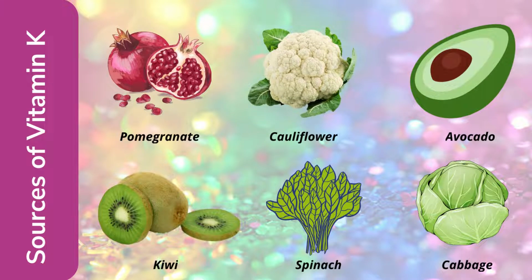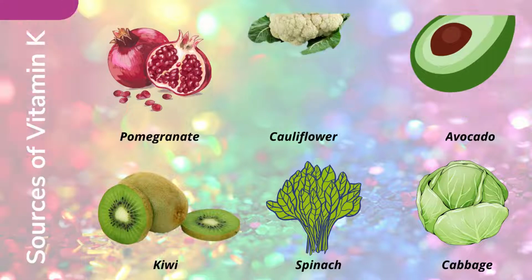There are various sources of vitamin K, and a few of them I have mentioned over here: pomegranate, cauliflower, avocado, kiwi, spinach, and cabbage. I have mentioned all plant-based foods, so you can derive vitamin K1 from these. I have not mentioned animal-based foods because I promote plant-based foods only, as they are more essential and healthier than animal-based foods. But you can have animal-based foods as well to get vitamin K2. Let's move on to the next slide to talk about the benefits of vitamin K.